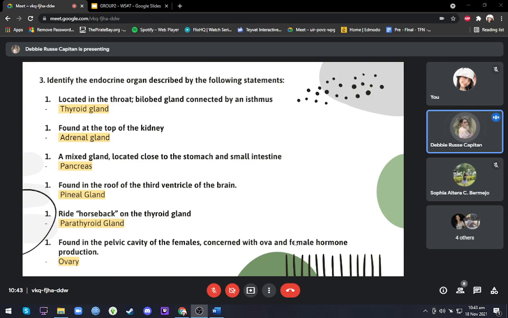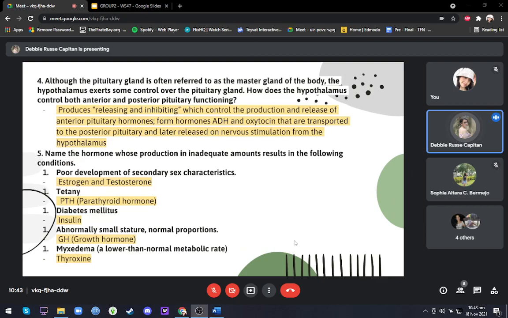Next, found in the pelvic cavity of the females, concerned with ova and female hormone production. Our answer is ovary. Next question, although the pituitary gland is often referred to as the master gland of the body, the hypothalamus exerts some control over the pituitary gland. How does the hypothalamus control both anterior and posterior pituitary functioning?